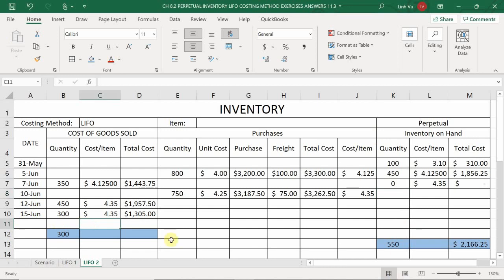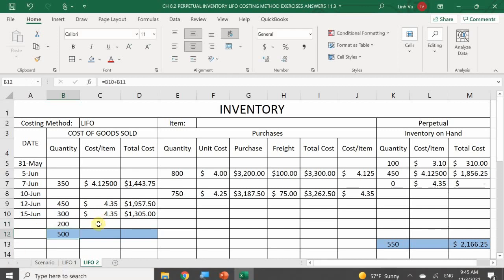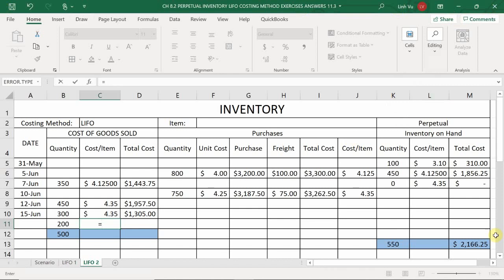100 from the 450. Good. Now, I sold 500 in total. Sorry, 200. Good. 200 from the 450. So in this case, I grab my number here.